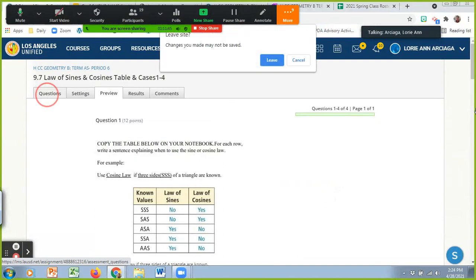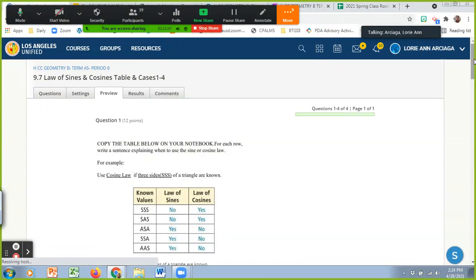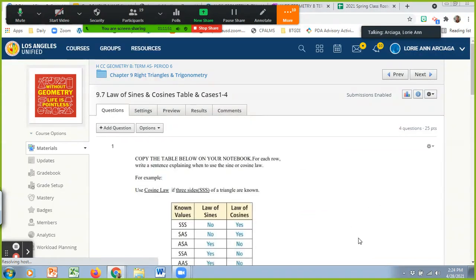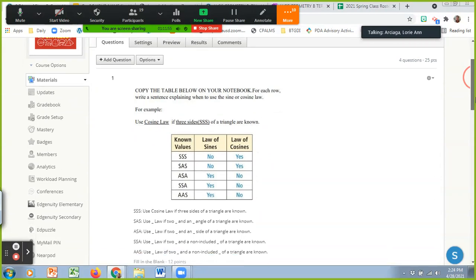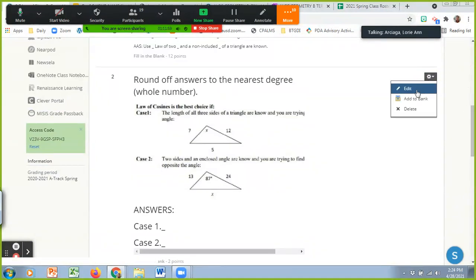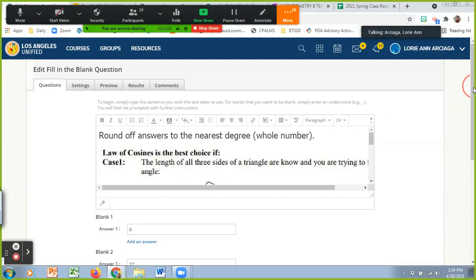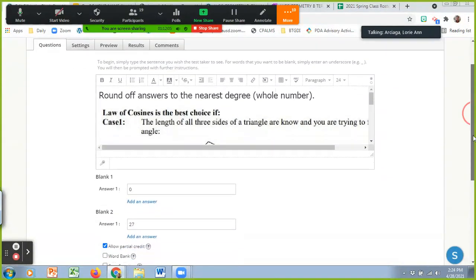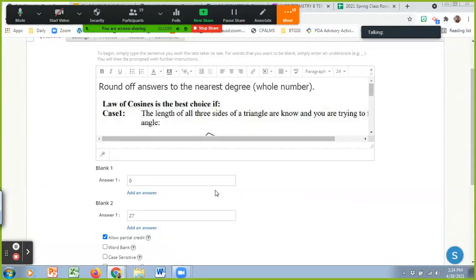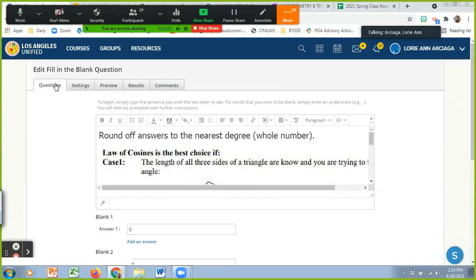Okay. Let's check your answers for that one. Is there a reason we are doing whole number instead of tenths now? Nothing really. Okay. So 0 and 27. Did we get that? Yeah. Right. Okay.